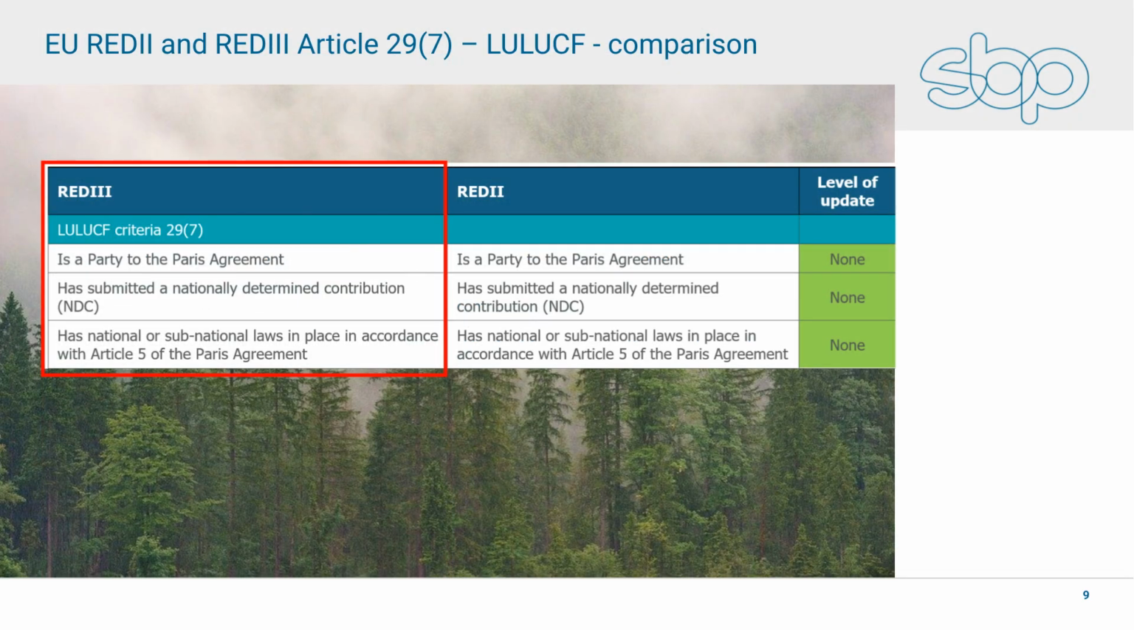The previous slide addressed sustainable harvesting under Article 29, Paragraph 6. Here we look at LULUCF requirements under Article 29, Paragraph 7. In this case, the good news is that the criteria have not changed. The LULUCF provisions remain the same in RED 3 as they were in RED 2, so there are no new requirements here compared to the previous directive.